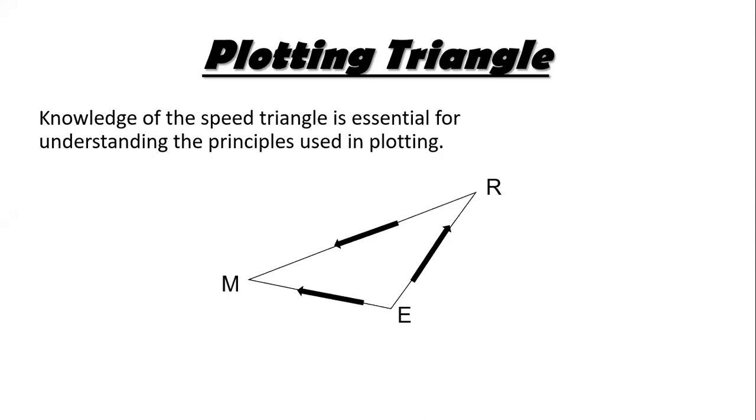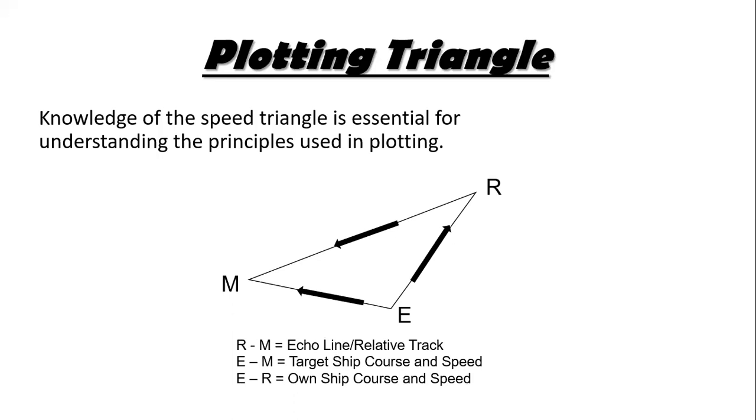We've got E to R. E to R, that is your own ship's course and speed. And from R to M, which stands for relative motion, it is the echo line or the relative track of the target. Relative track. And E to M is the target ship's through course and speed. Question?